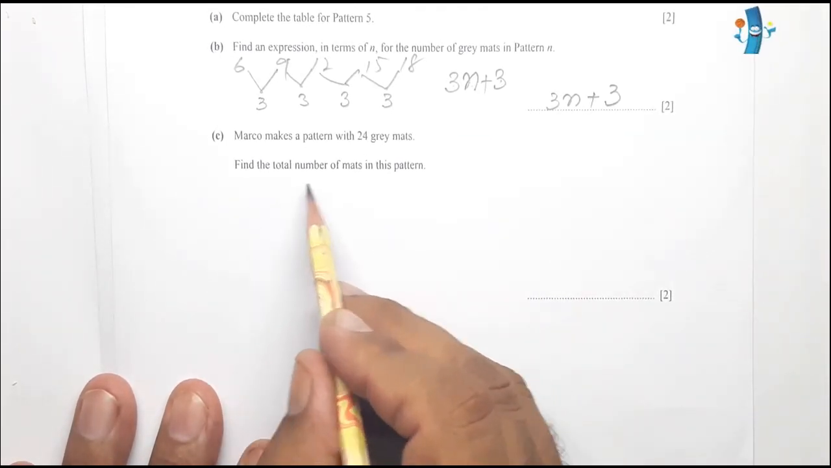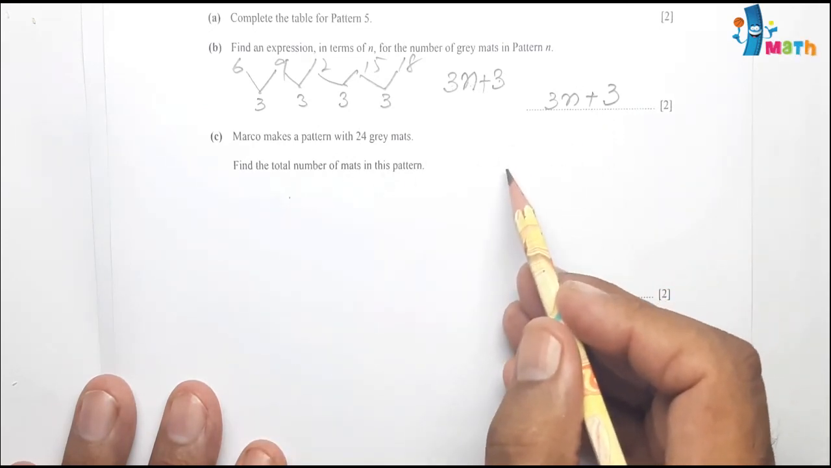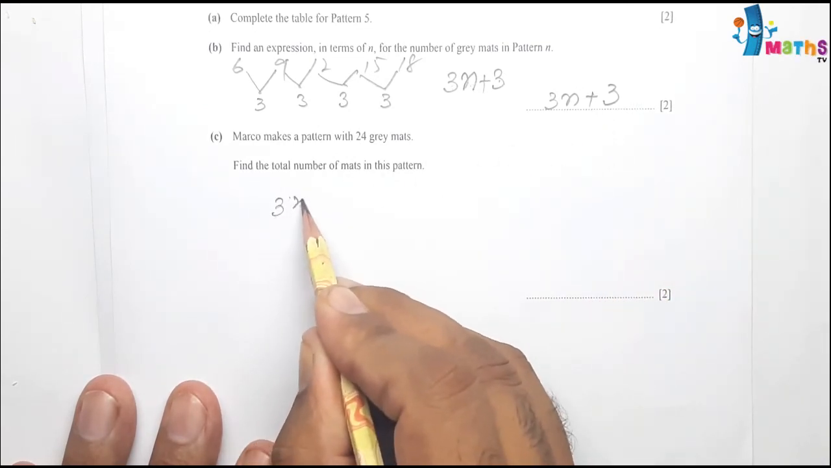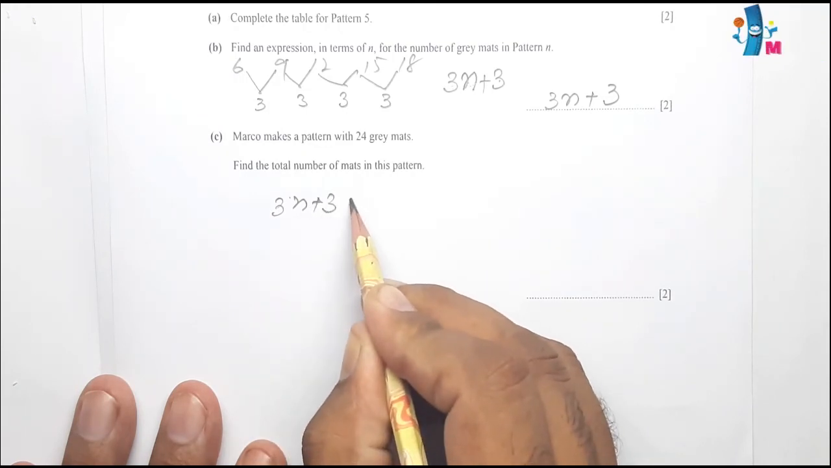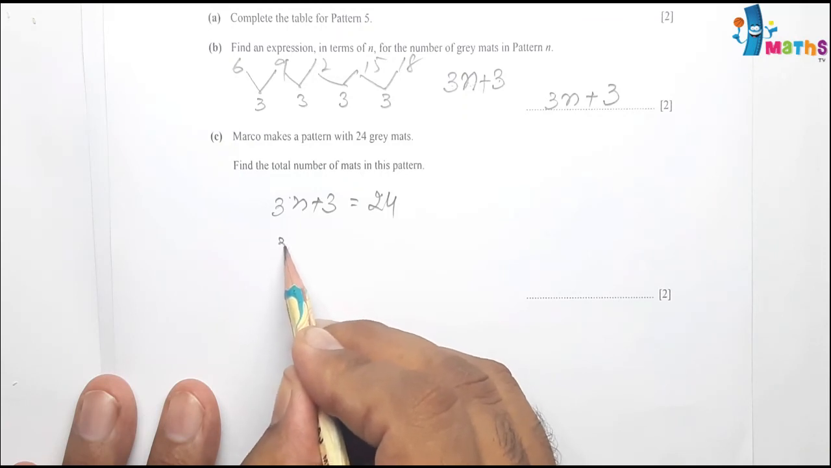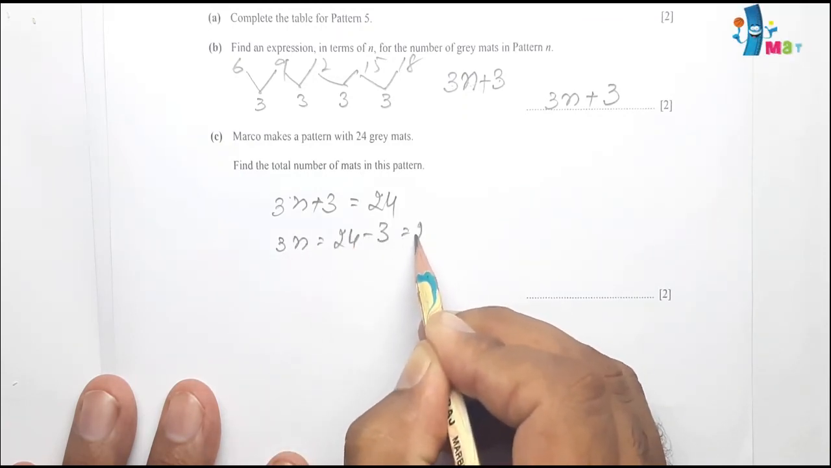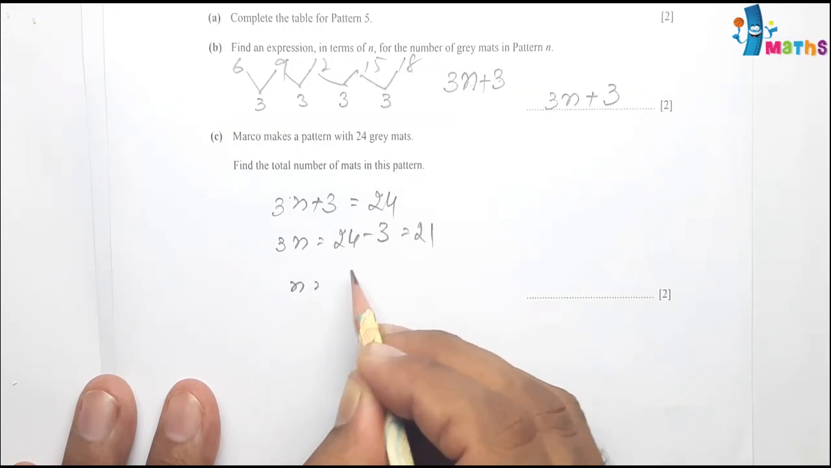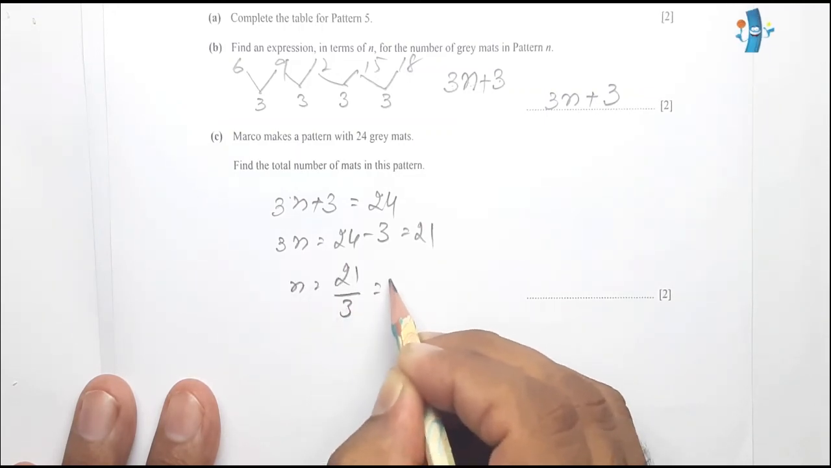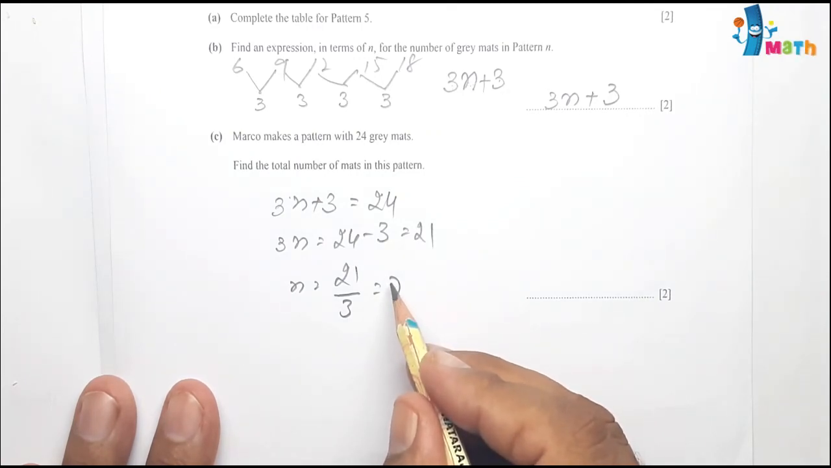So, find the total number of mats in the pattern. Basically, this is the nth term which we will be using: 3n plus 3, the general formula, is equal to 24. So the value of n we will have to find. 3n is equal to 24 minus 3, which is 21. So n is equal to 21 over 3, which is 7. So n will be equal to 7.